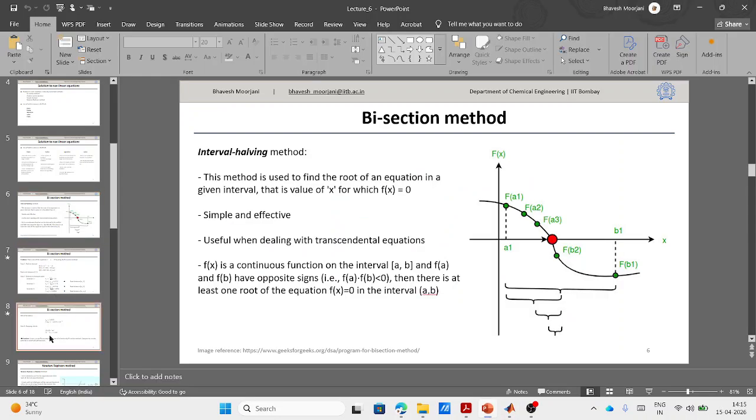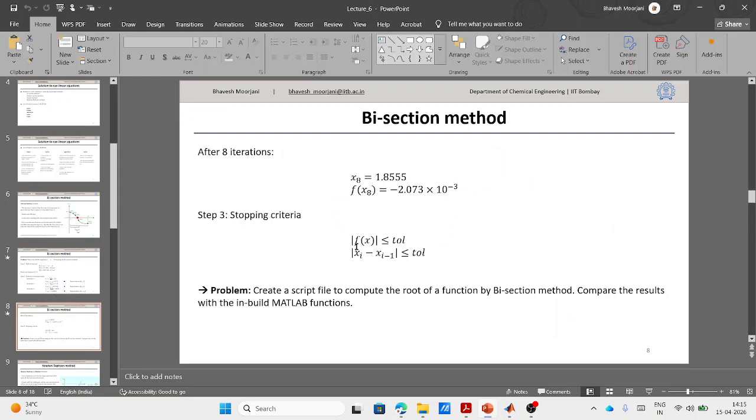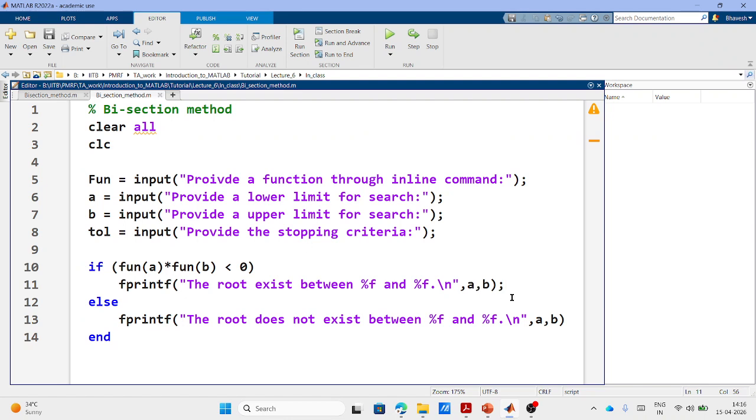So my stopping criteria is this part, that either the function value is less than the tolerance, or the successive variable value difference is less than the tolerance, right? So that is my stopping criteria. So it's a condition based stopping. So for that maybe I can use a while loop, right? Because a while loop works on a specific condition. Till that condition is satisfied, your while loop will run. Once that condition is not satisfied, the while loop will stop. Okay, so we will do that.